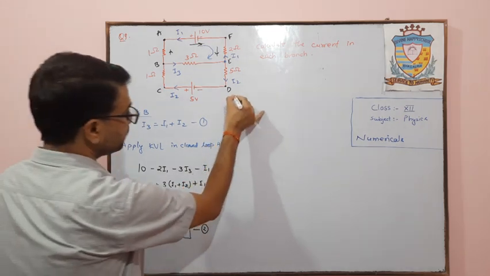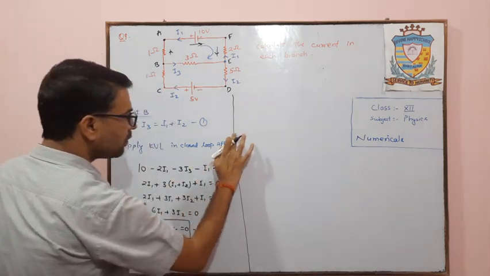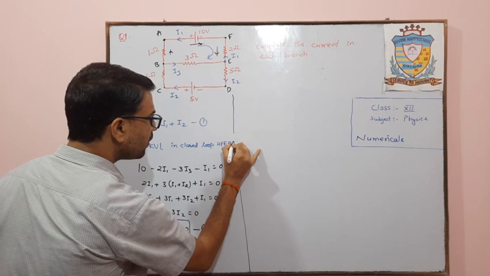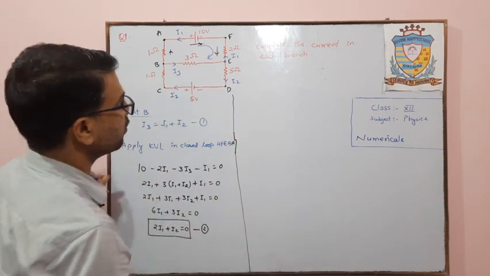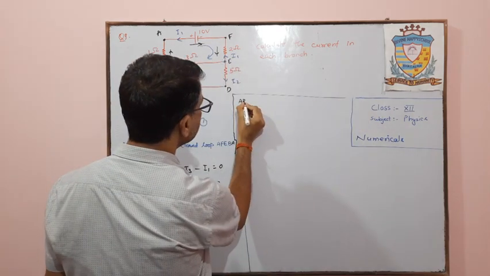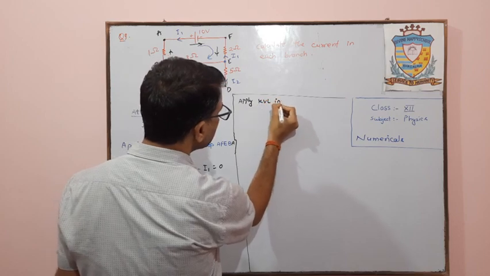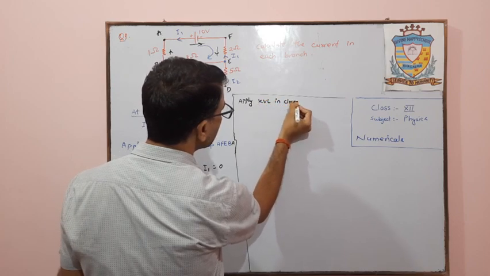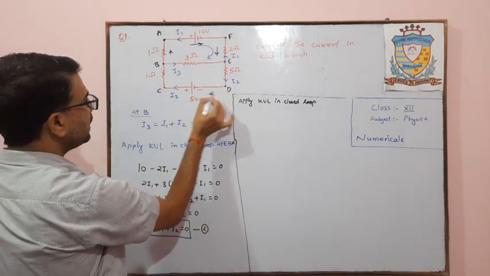Okay, now we'll apply KVL in another loop. So apply KVL in closed loop BEDCB.